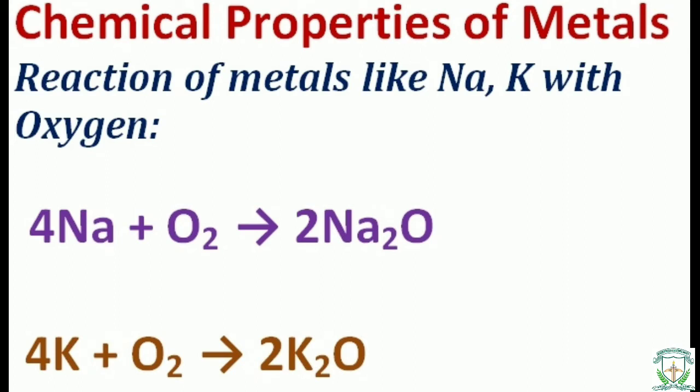In the sense, when sodium combines with oxygen, it gives sodium oxide. The reaction is sodium plus oxygen, Na plus O2, gives rise to Na2O, that is sodium oxide, that is the chemically balanced equation. When potassium reacts with oxygen, it gives potassium oxide. The reaction is K plus O2 gives rise to K2O, potassium oxide.